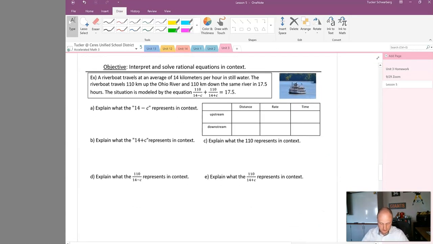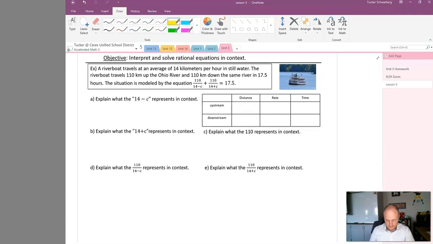Okay, so here is example 2. It says a riverboat travels an average of 14 kilometers per hour in Stillwater. Okay, so they gave us the rate in Stillwater. Then it says the riverboat travels 110 kilometers up the Ohio River and 110 kilometers down the same river in 17.5 hours. Then they say the situation is modeled by the equation 110 over 14 minus c plus 110 over 14 plus c is equal to 17.5.